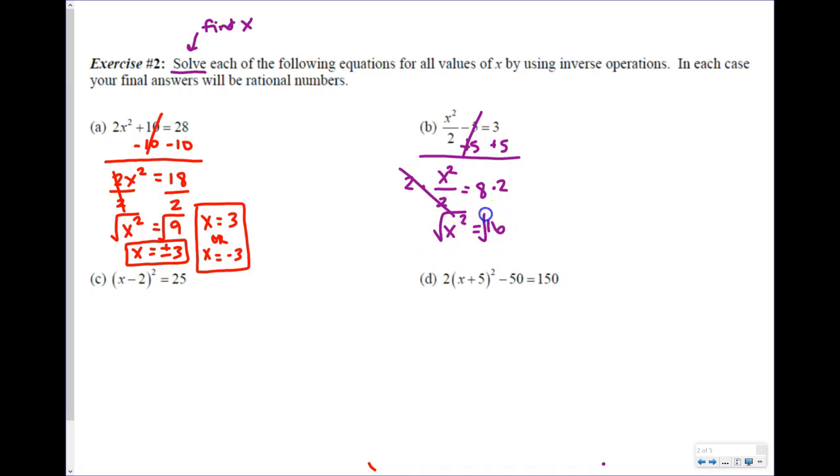Take the square root of both sides to get rid of that squared, and I get x equals plus or minus 4. Okay?